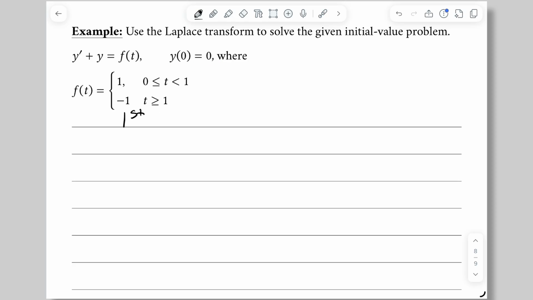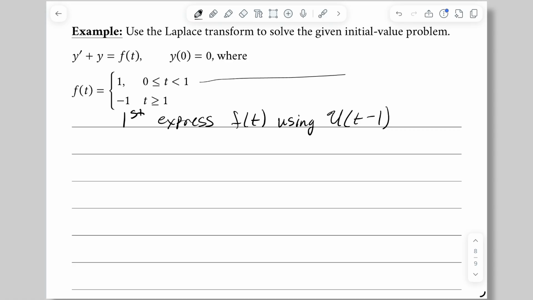The first thing we're going to do is express the forcing function f of t using the unit step function. In this case, it's going to be t minus 1 because that's the number where the piecewise definition for f changes. Now we've seen where the unit step function starts out off and then on, and then on and then off, but not on and then on to something different.